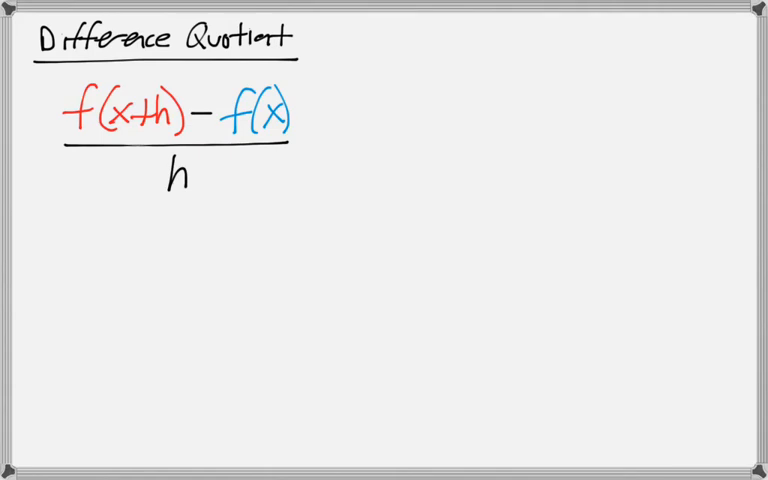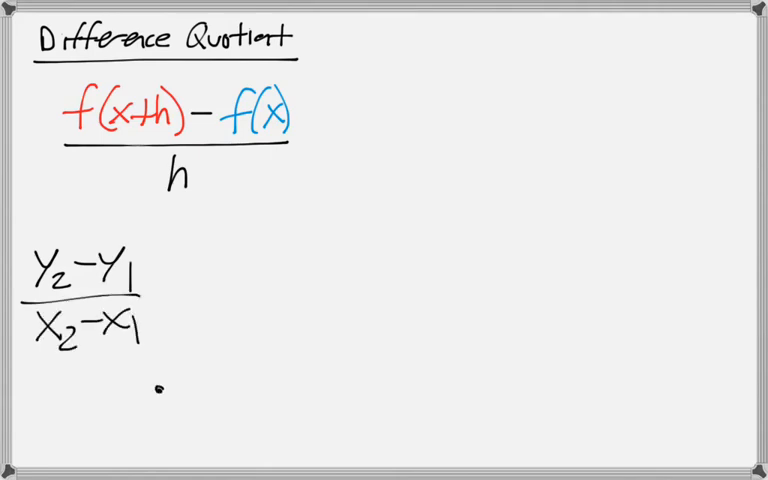So you'll notice here that we have a couple parts to this. This is the function with x plus h plugged in. This is the function just with x plugged in, or you could say the original function. So we're going to subtract those and then divide by h. So just to kind of talk about where this comes from, the slope formula, y2 minus y1 over x2 minus x1.